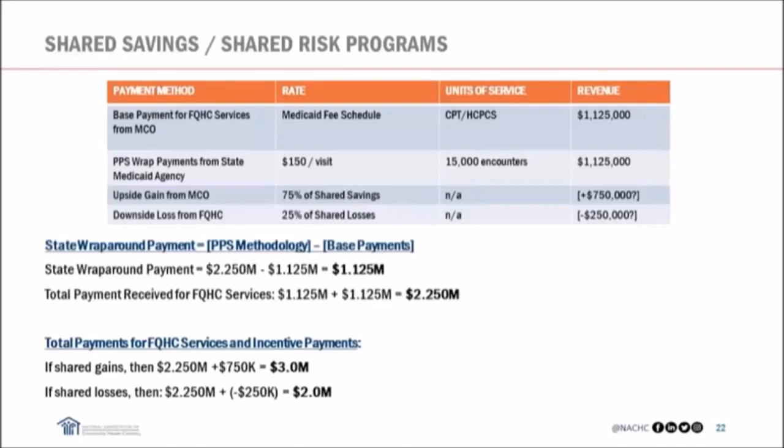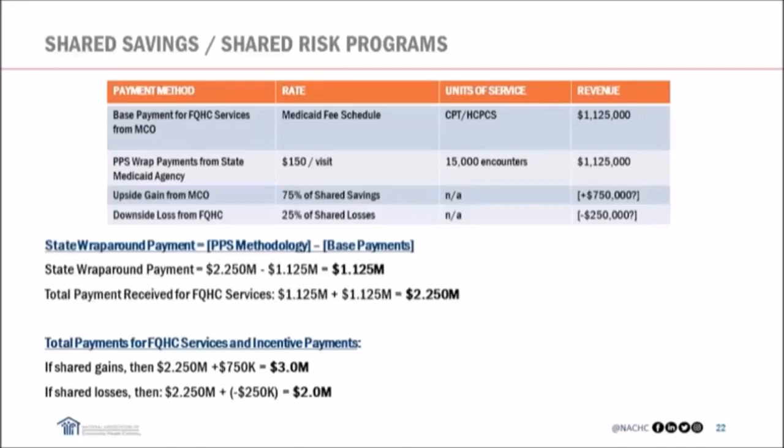I find it helpful to divide the calculation up into two parts. I look at how much the state owes in wraparound, and then I do a separate calculation for how much the health center might earn or be obligated to pay back in payments under any incentive. The reason why I calculate that separately is because, as I mentioned earlier, the state simply has an obligation to make a health center whole up to their PPS rate.